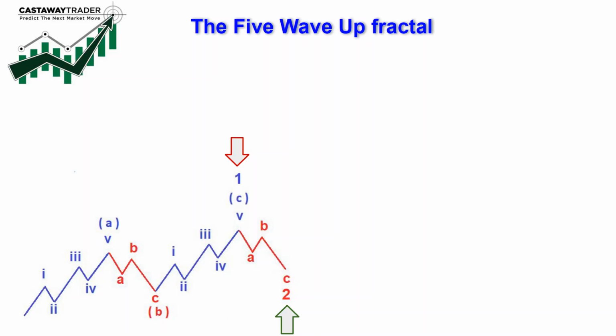Okay, we will be looking at the model of the 5-wave up fractal under the harmonic Elliott wave, and we will be aligning it step by step with the actual daily chart of the S&P 500 that started from the lows made in 2009. So any 5-wave up fractal starts with A up, B down, C up, which is counted as wave 1 up, followed by A, B, C down, and this is our corrective wave 2 down.